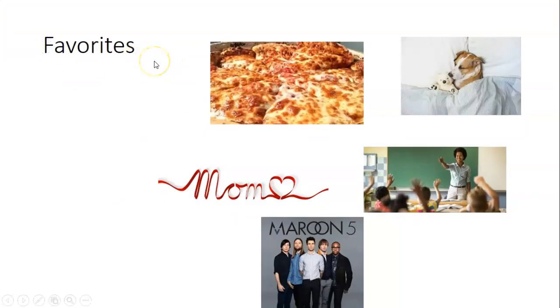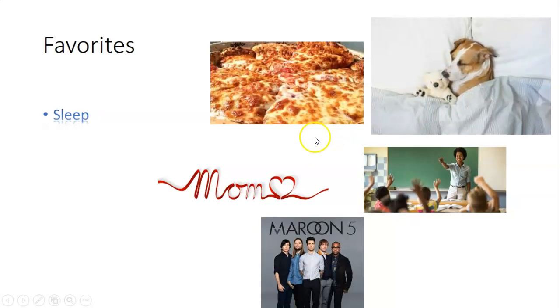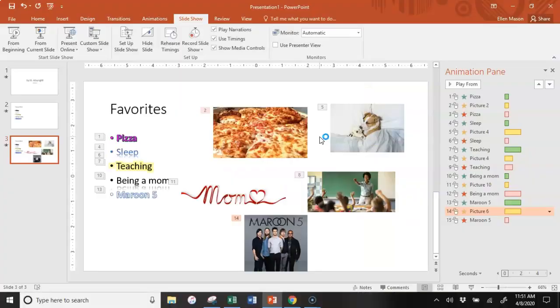So when I click, pizza should come up. Entrance effect, good. When I click again, the image should be emphasizing. Yes. Click again, pizza should leave. Yes. Next one, click, sleep enters. Now click again, the sleep picture should emphasize, and then sleep should exit. All right, you guys go ahead and do that. Make sure everything is in order as it should be.